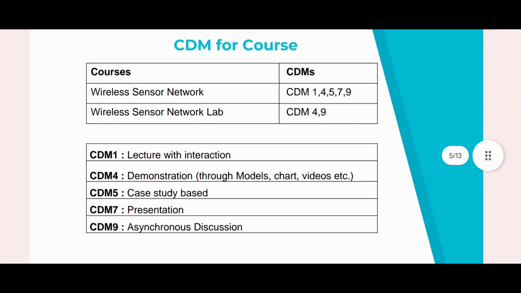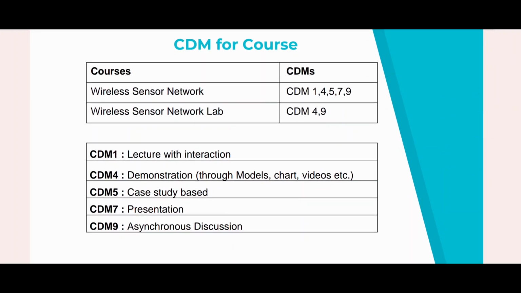Let us go ahead. What can be the content delivery methods, CDMs, for this course? So this course has theory as well as a practical lab. For theory, it has CDM 1, 4, 5, 7 and 9. CDM 1 is a lecture with interaction. CDM 4 is demonstration through models, charts, videos, etc. CDM 5 is about case study based study. CDM 7 is about presentation, and CDM 9 is about asynchronous discussion. So these are the content delivery methods for learning the WSN theory course.